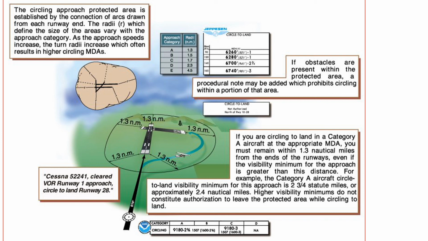Make sure that you familiarize yourself with the category of aircraft that you're flying and be prepared to stay within the airspeed for that category, especially during a circle to land approach. Make sure that you understand how the turn radius is affected by your airspeed and how it applies to a circle to land approach.